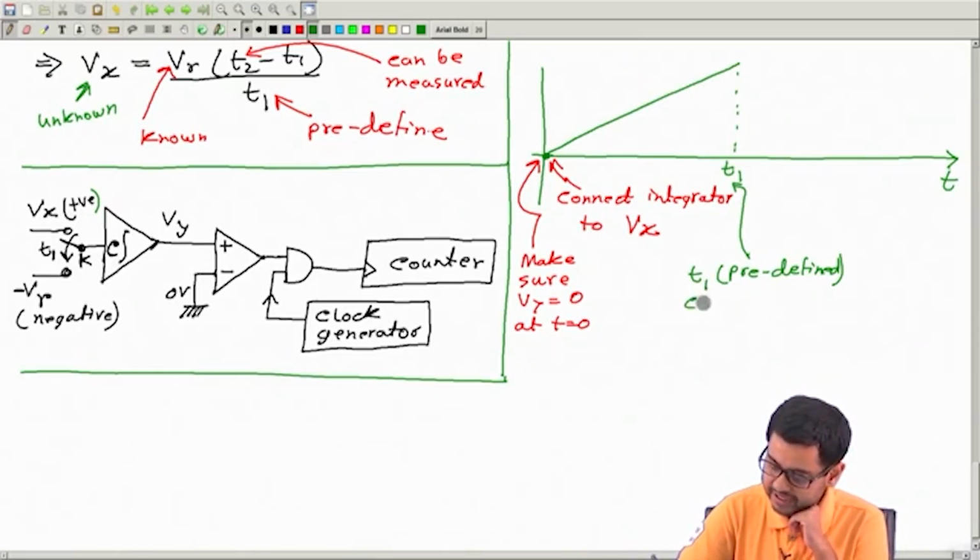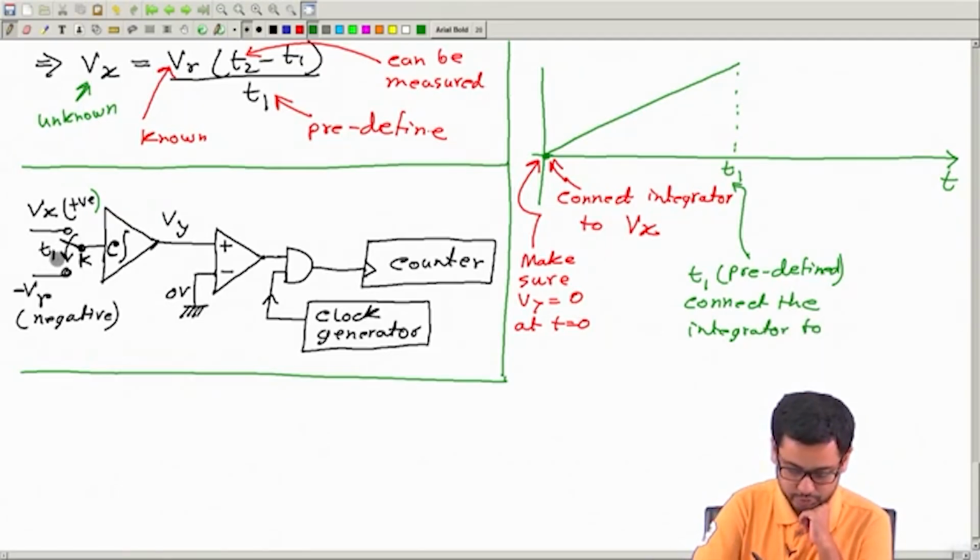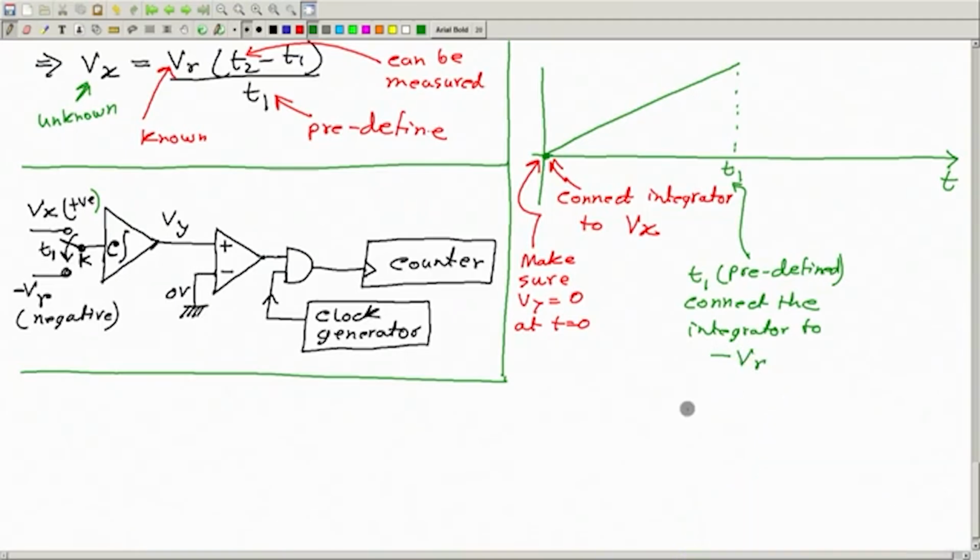Here connect the integrator to minus Vr, reference voltage. Okay. So now this is a negative value. Now the input is negative, so output will start to decrease. So the output will now start to decrease like this. And at some moment here, so this is the moment when the Vy crosses 0.